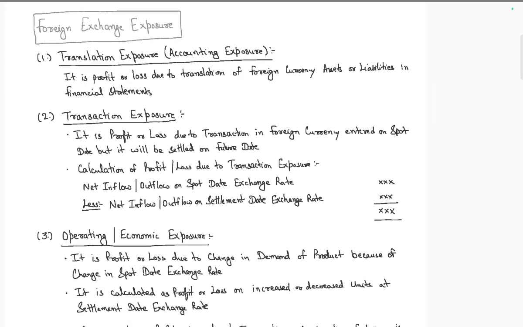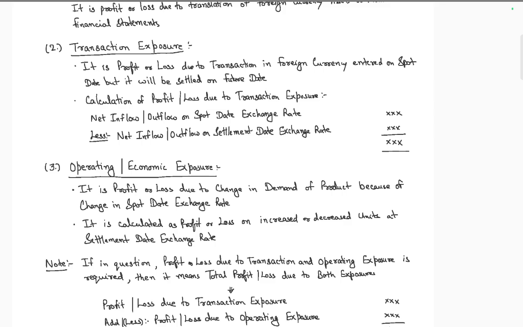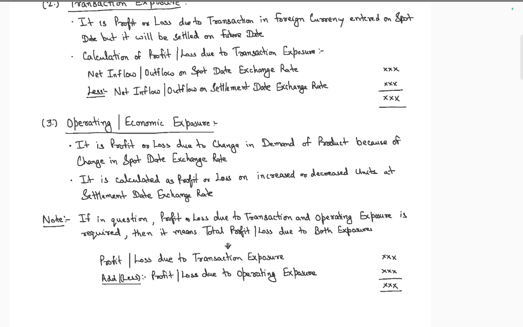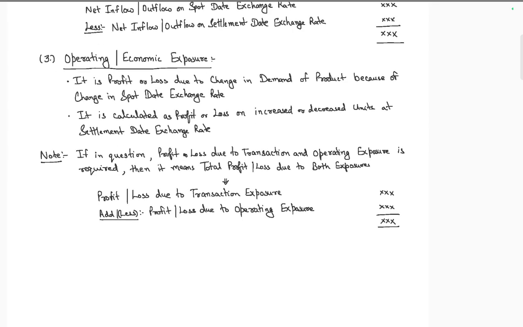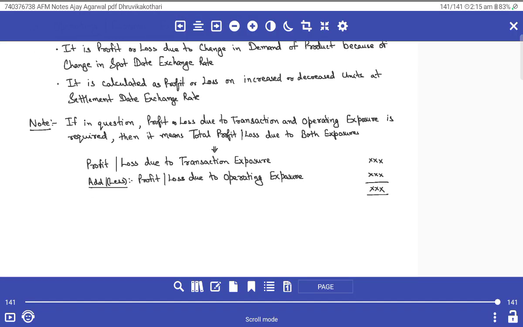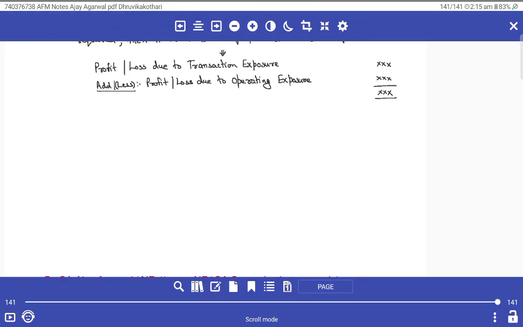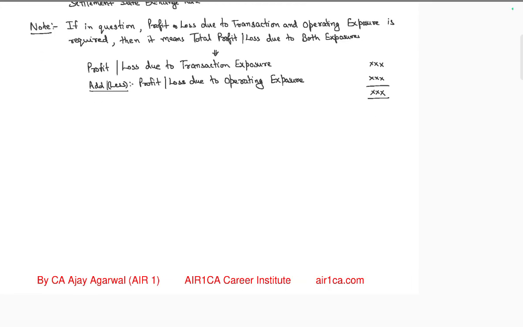Foreign exchange exposure. Translation exposure is the profit or loss on foreign exchange assets and liabilities. Transaction exposure is the profit or loss on transactions entered into in foreign exchange, which will be settled later or cancelled. Economic exposure is the profit or loss due to a change in demand for the product or a change in quantity sold. It is calculated as the increase or decrease in profit per unit, less operating expenses.